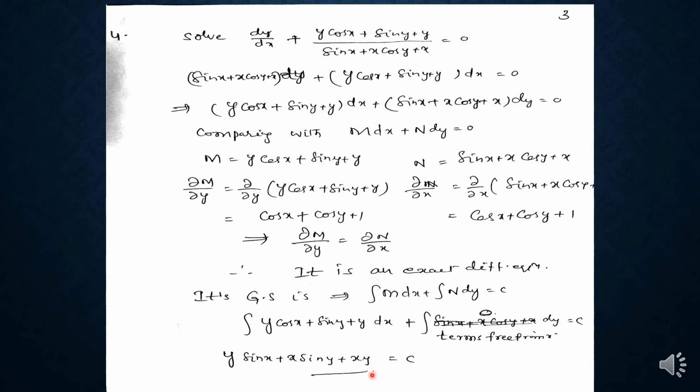So the general solution of the differential equation is y sin x plus x sin y plus xy is equal to c. This is the general solution for the differential equation (y cos x plus sin y plus y) dx plus (sin x plus x cos y plus x) dy is equal to 0.